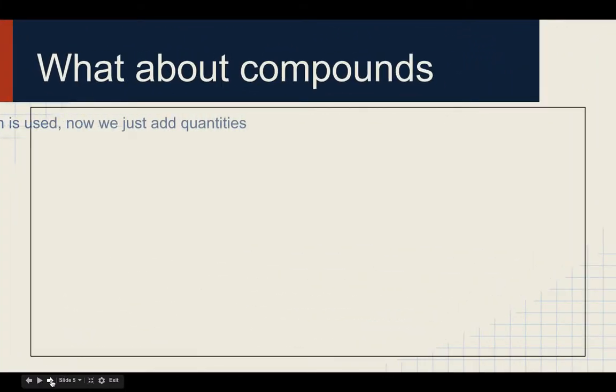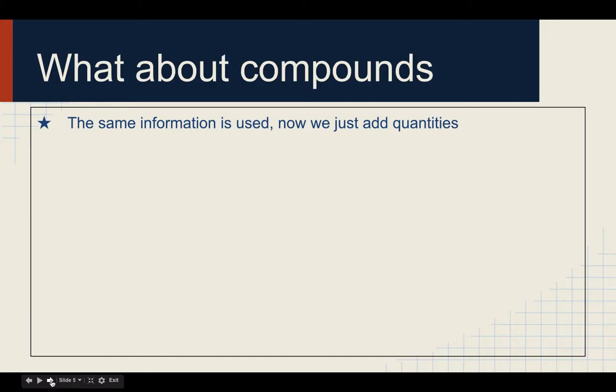So now what about the compounds? Well, when we look at the compounds, the same information is used, but we just add the quantities. So if you had carbon dioxide, how would you figure out the molar mass? Take a second and think about that. How many carbons do you have? How many oxygens do you have?